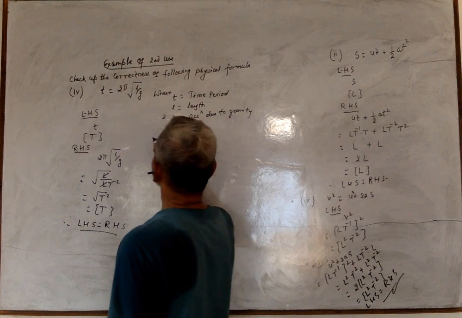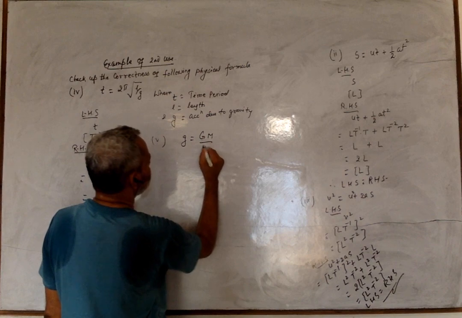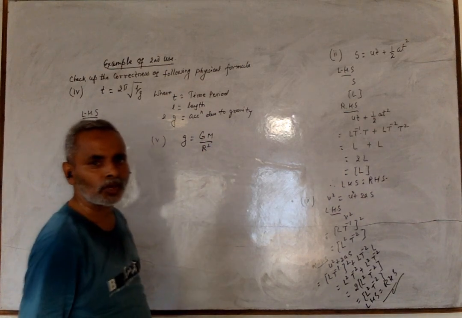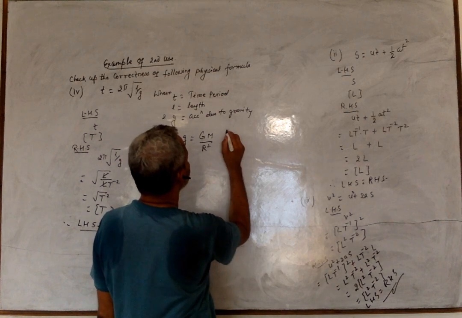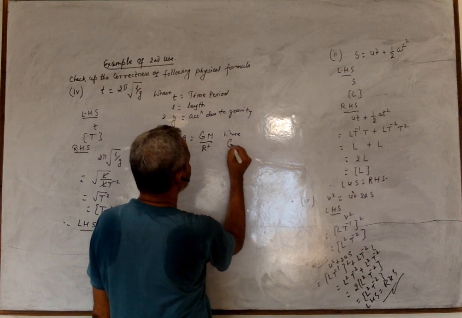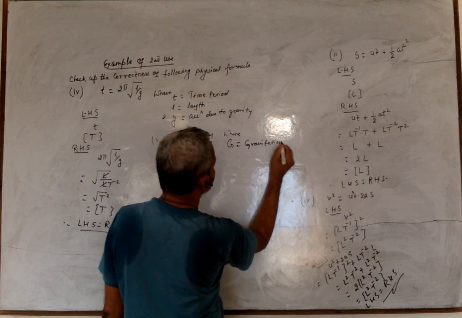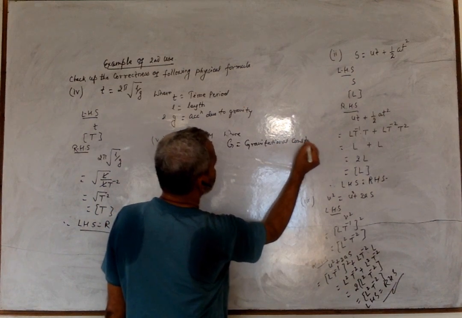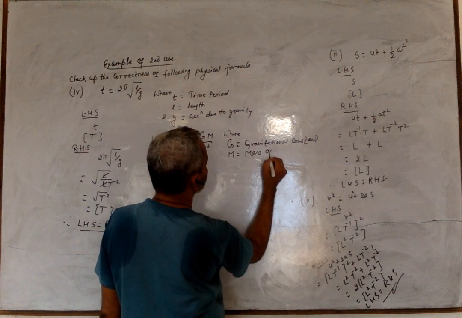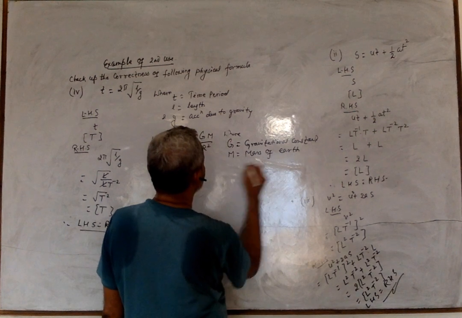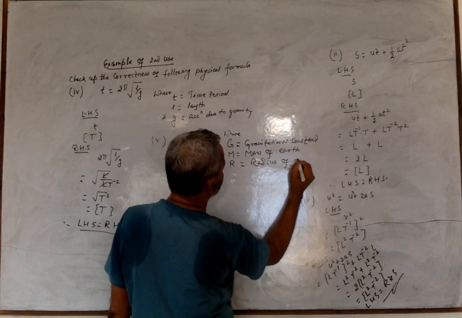Next, small g equal to GM by R square, where capital G is the gravitational constant, M is the mass of Earth, and R is the radius of Earth.